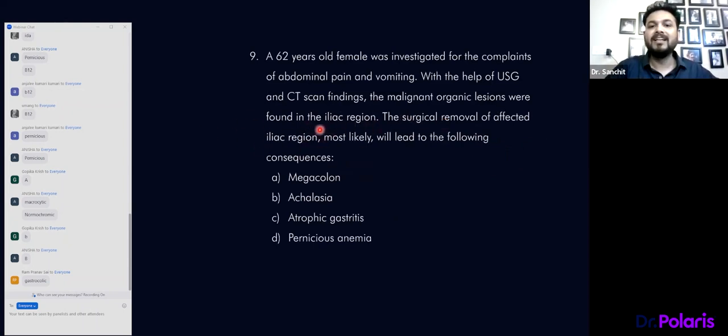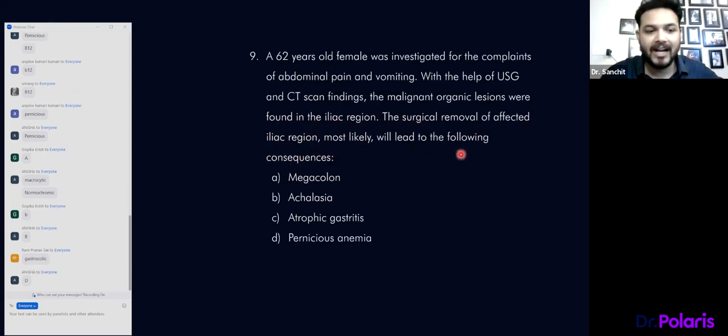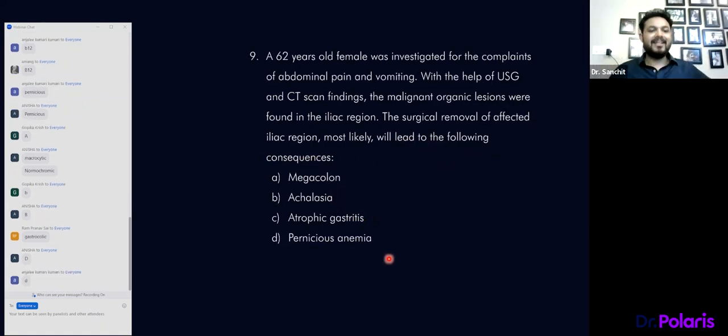Iliac means basically the intestinal region, okay, ileum. They have done an ileal resection. Now, what will happen to this patient? Now finally Anisha has got it right. So what will happen in this patient? Come on: megacolon, achalasia, atrophic gastritis, or pernicious anemia? Everyone clear? Yes, now finally.